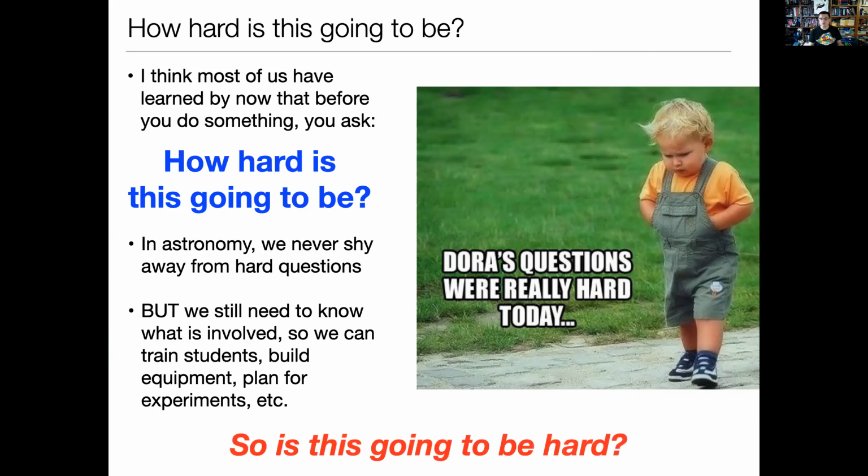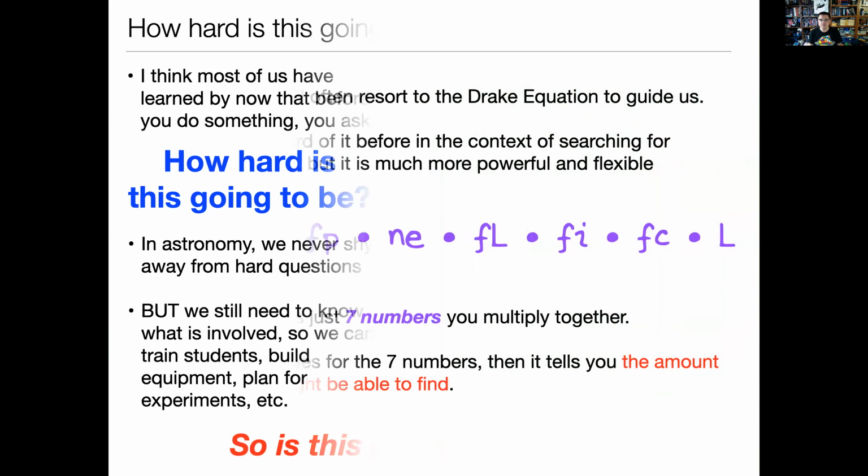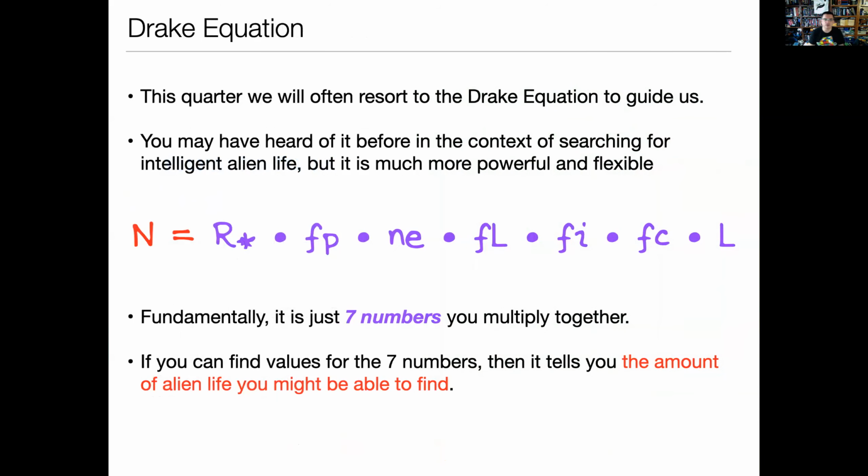So how are we going to figure out how hard this is going to be? Okay, so I'm going to propose that this quarter we use a very famous equation in astrobiology always to guide us, okay? And those of you who have studied astrobiology before may have heard of this. This is called the Drake equation. And the reason I like the Drake equation is because it's much more powerful and flexible than you may have ever heard that it was.